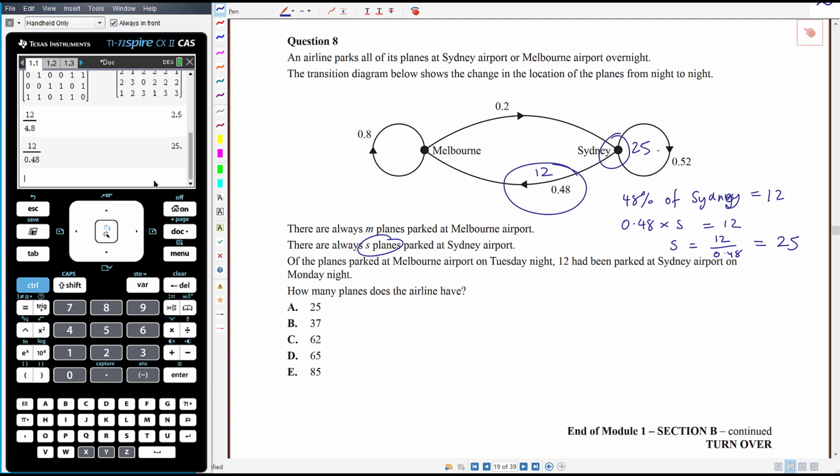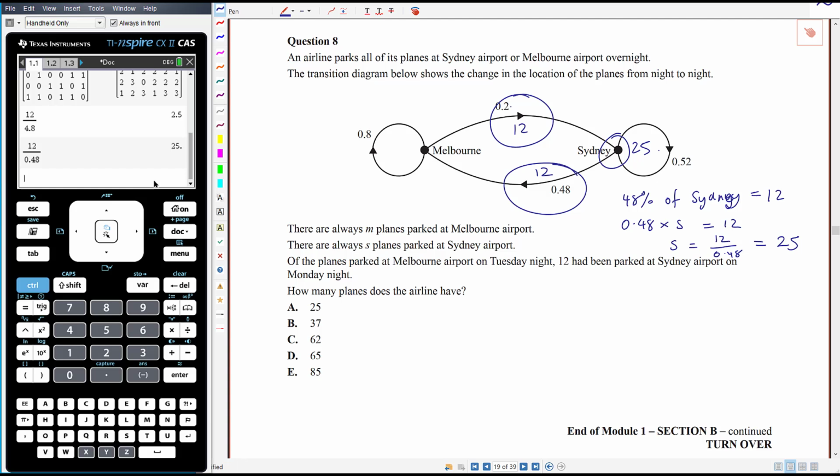Okay, and then the other thing is we know that there are always M planes parked at Melbourne and always S planes parked at Sydney. There was another bit of information I'm coming back to. Because there are always the same number of planes parked at Melbourne, it means that if Sydney sends 12 planes away from itself, it must also get 12 planes back. Okay, so if it sends 12 to Melbourne from one night to the next, then it must get 12 from Melbourne overnight as well, so that the number of planes parked at Sydney Airport is always S, so it's always 25.